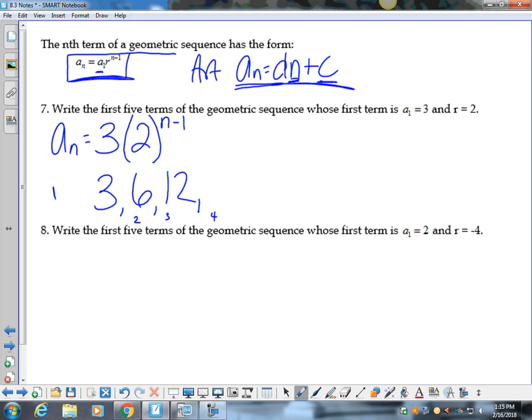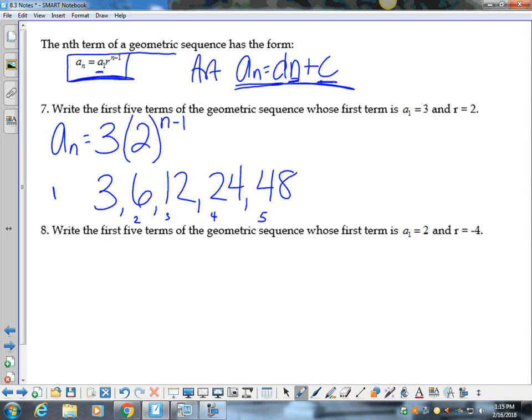And then for a sub 4, 4 minus 1 is 3, 2 cubed is 8, and 8 times 3 is 24. And for the 5th term, 5 minus 1 is 4, 2 to the 4th is 32. Nope, 2 to the 4th is 16, sorry, 16. 16 times 3 is 48.